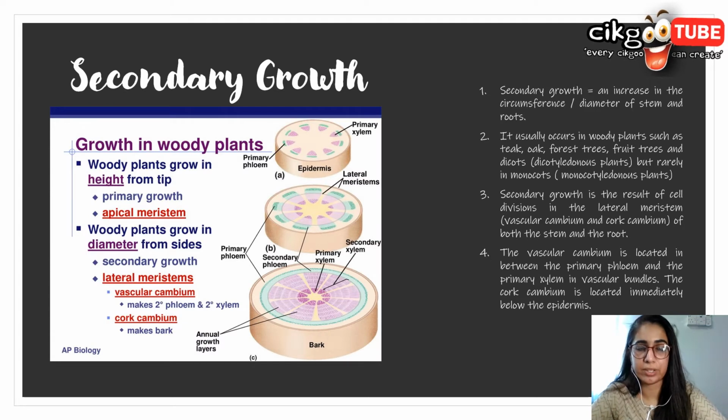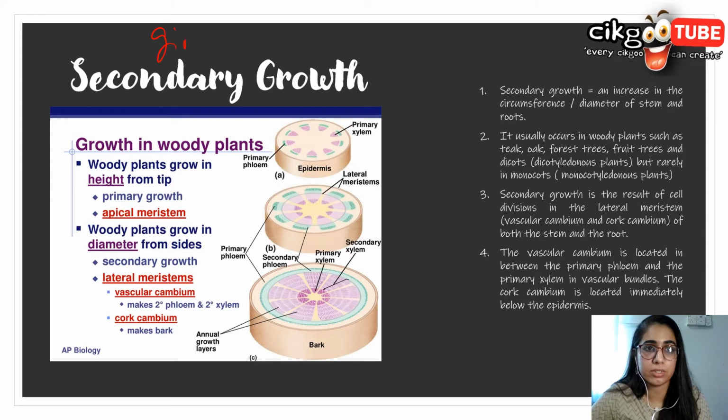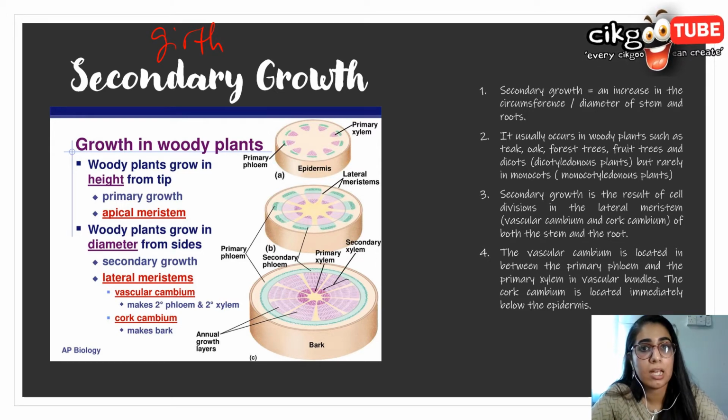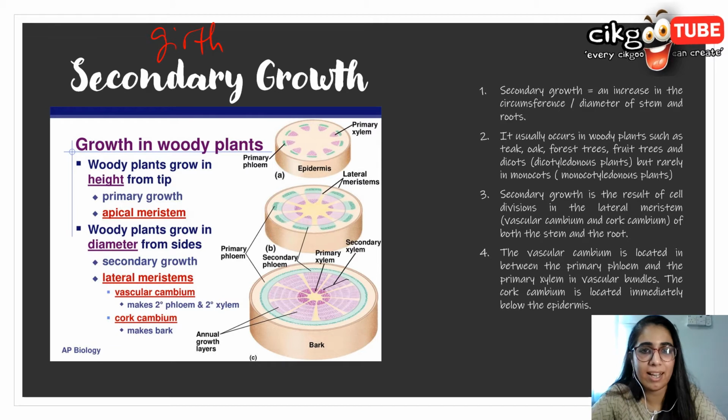Now, secondary growth. As the plant grows taller, it will need to increase in diameter or in girth, G-I-R-T-H. I'll write it down for you here. Increase in diameter or girth, or the plant may break easily. So secondary growth refers to an increase in the circumference or diameter of the stems or roots. It usually occurs in woody plants such as teak, oak, forest trees, fruit trees, and also dicot plants, but it is rare in monocots or monocotyledon plants.